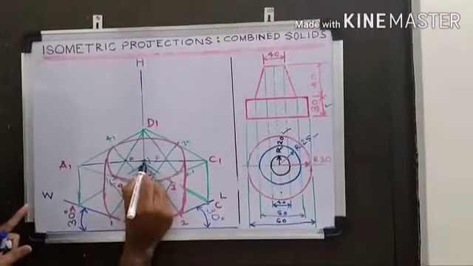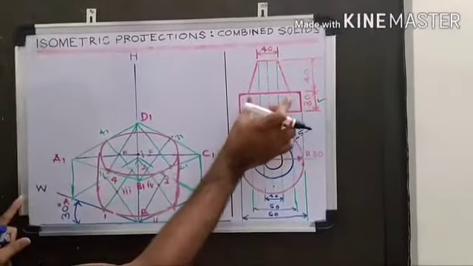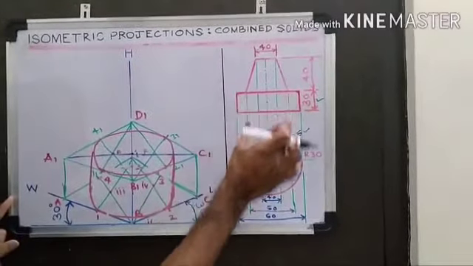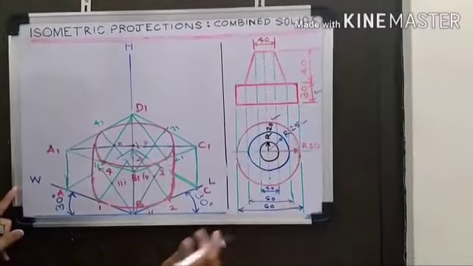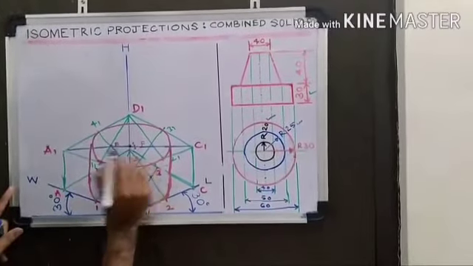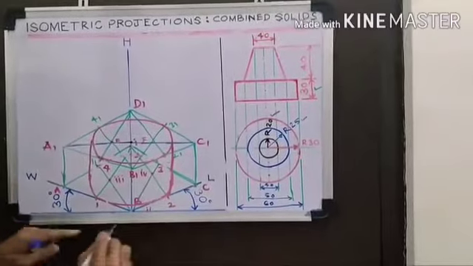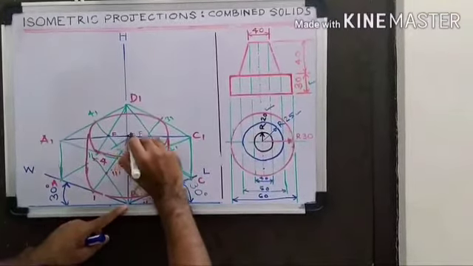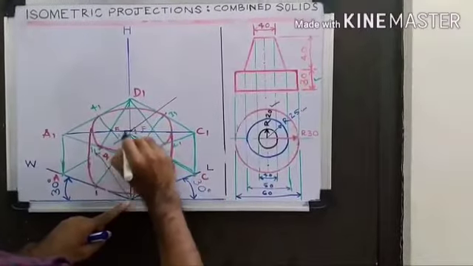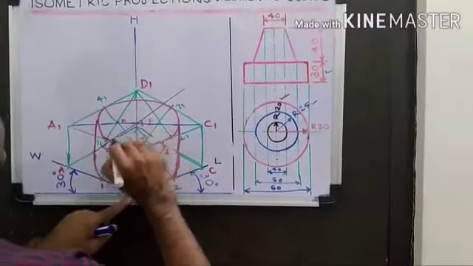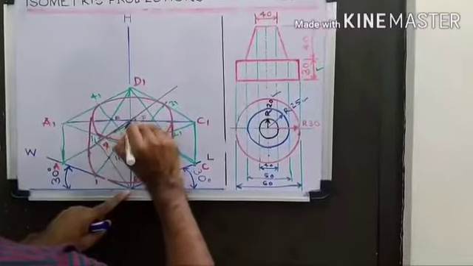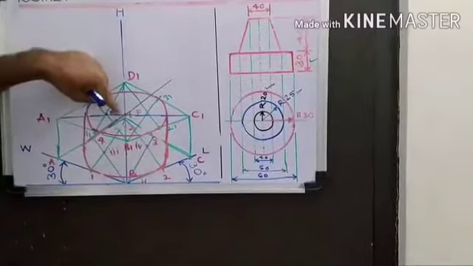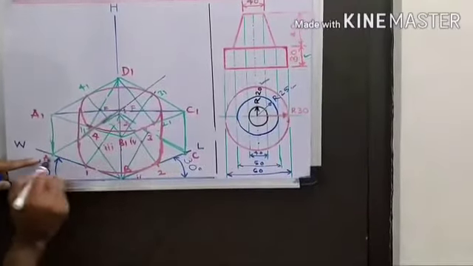Now look at this point. What is the base diameter of cone? 50. So therefore, from this point, remember, draw a parallel line to BC. I am drawing a parallel line BC. Okay, parallel line BC. Similarly, passing through this point, draw a parallel line to AB.